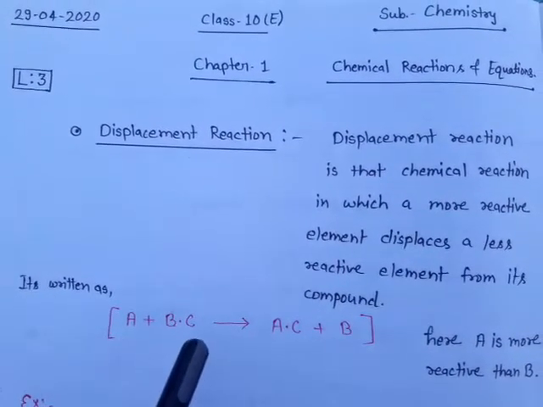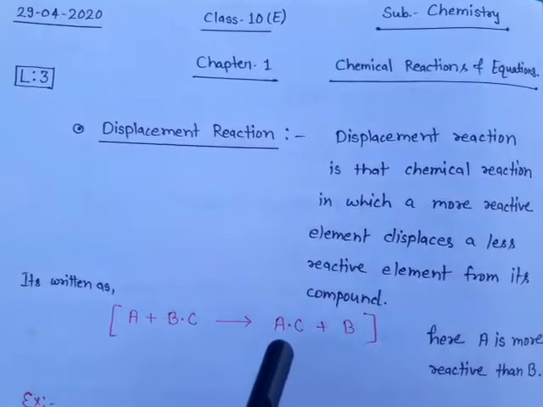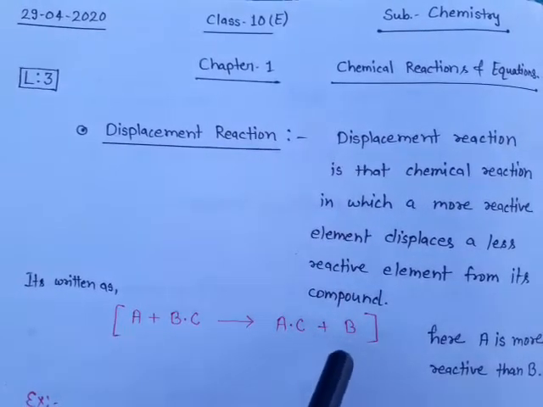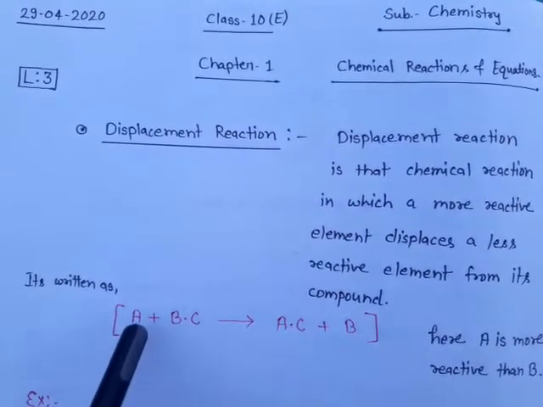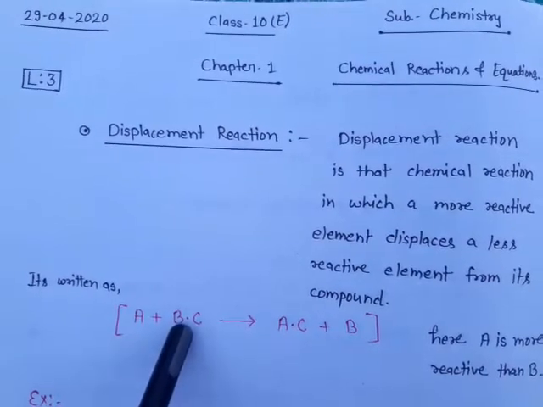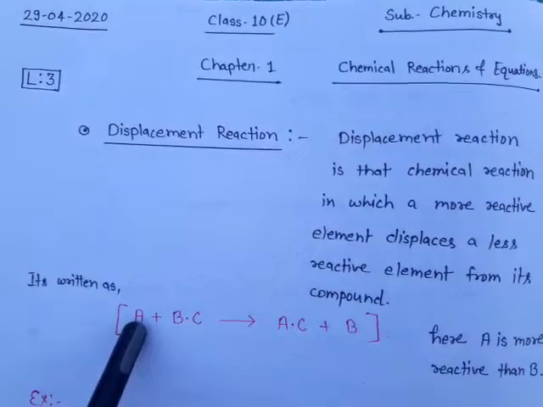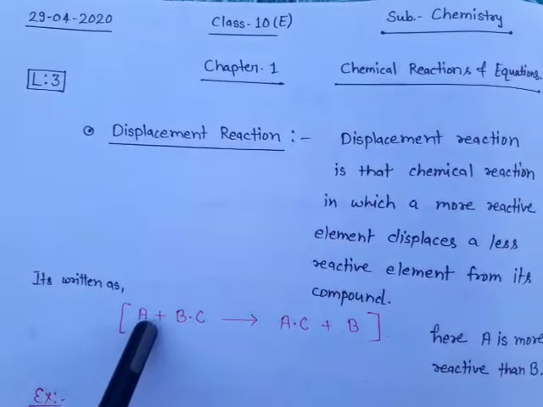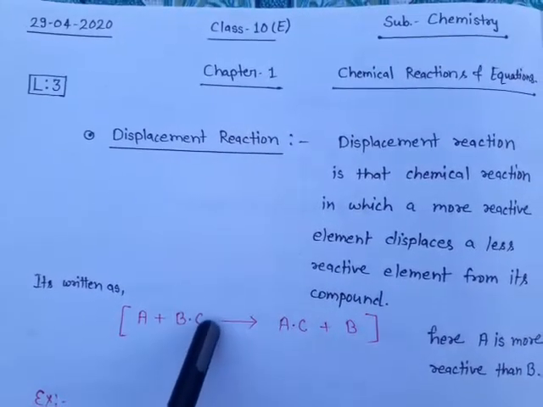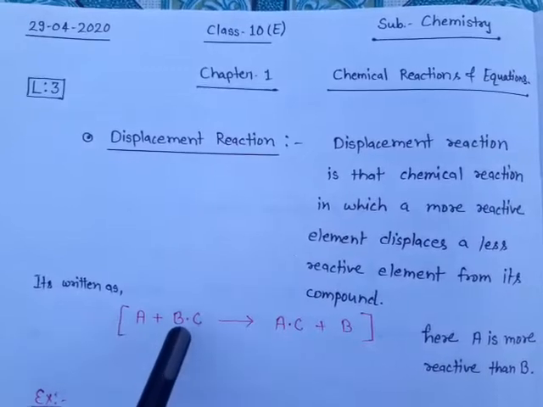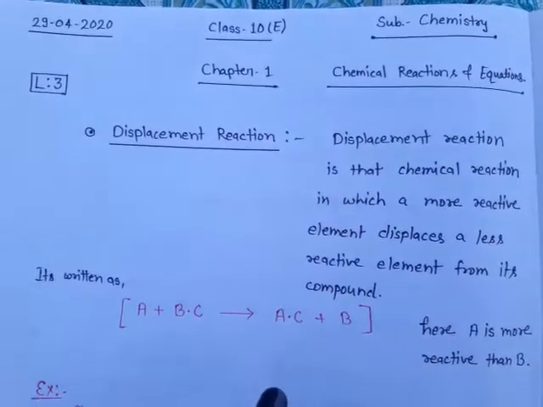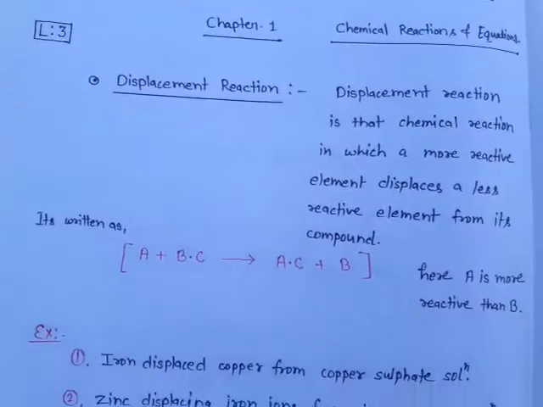The format is given below. A plus BC is the reactant, and AC plus B is the product. Here it is clear that element A displaces B and forms AC. Here A is more reactive than B because it displaced B from its compound. So A is a more reactive element than B. We also discuss displacement reactions with examples.